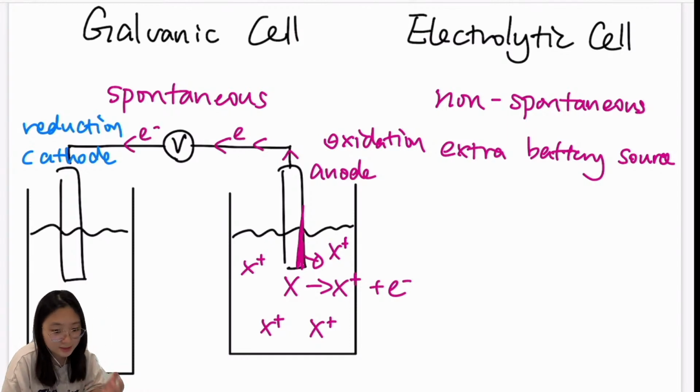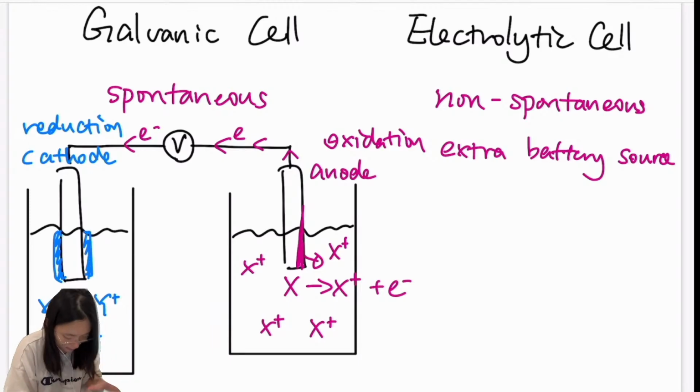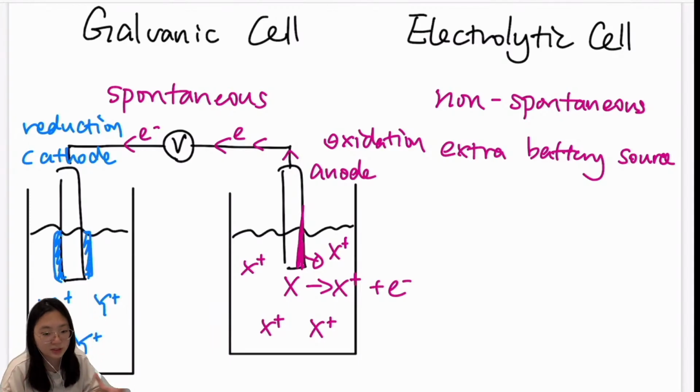For the reduction, it's gaining electrons. Let's represent it as Y. In the solution, let's say we have Y plus. Then it's going to capture the electron and be deposited on the cathode. So the cathode is getting bigger and bigger.